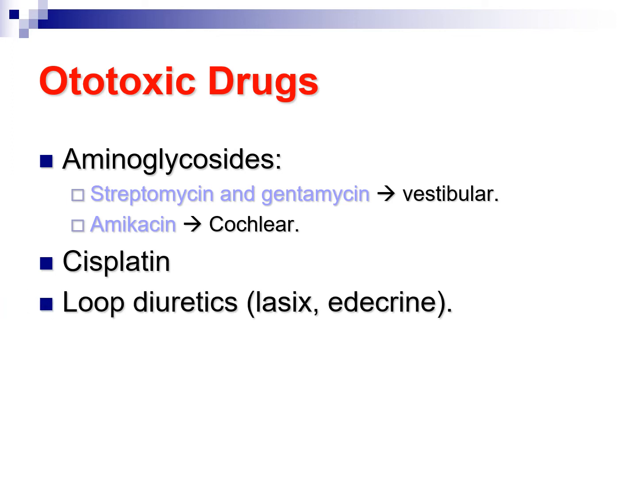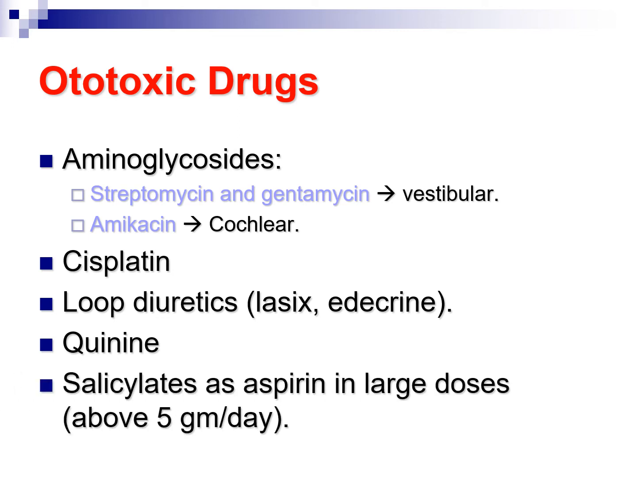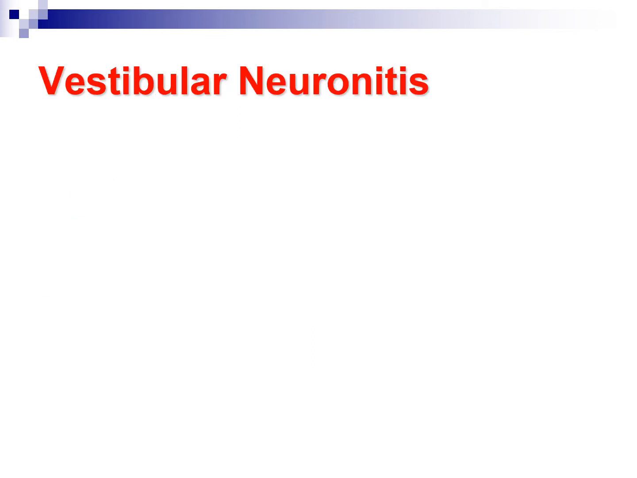While in some Western countries they started to use monoclonal antibodies as an alternative to cisplatin in chemotherapy, cisplatin is still being used widely in both developed and developing countries. Loop diuretics are still widely used while known for their ototoxicity, and the most famous one is Lasix. Quinine is still used in cardiology, and salicylate in large doses above 5 grams per day is not currently used nowadays.